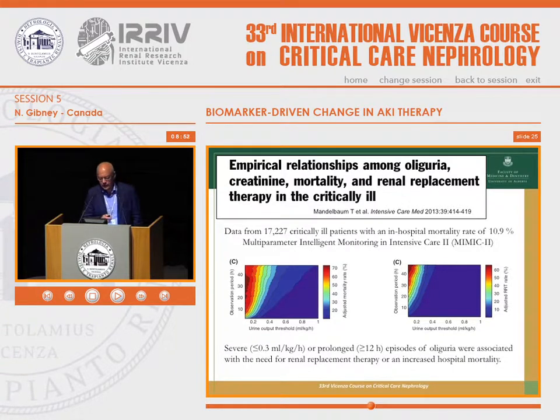This is a fascinating study from New England Deaconess in Boston, where they used a large database, and it shows perhaps how big data can be used to analyze patients with acute kidney injury. They looked at 18,000 patients overall, critically ill in hospital, and they identified patients with oliguria, and what we have here is the adjusted mortality and then the urine output threshold. And you can see that those patients that were markedly oliguric for a significant period of time had significantly higher levels of mortality. And again, much the same can be seen for creatinine here.